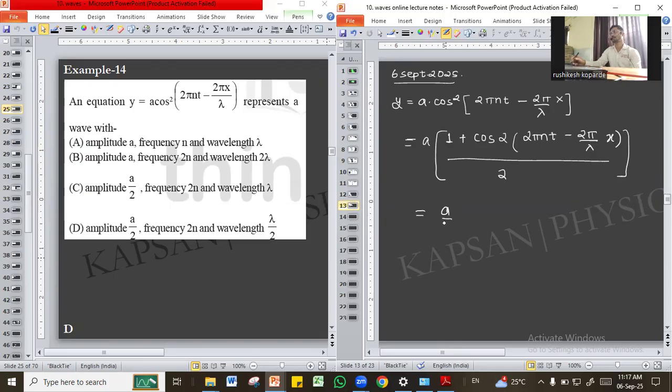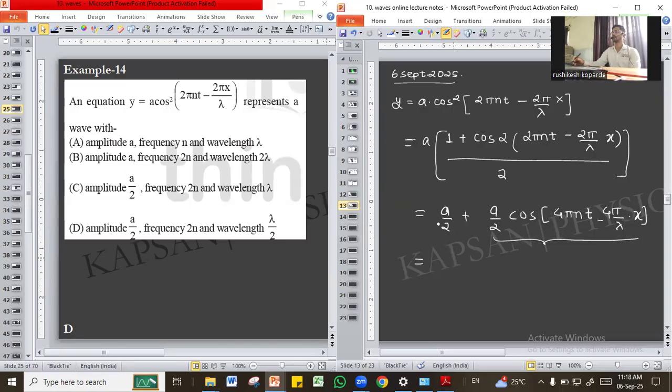So what will be the answer? A by 2 plus A by 2 cos of 4 pi nt minus 4 pi by lambda into x. Now, this is basically the equation of oscillation. Now, these oscillations take place about the origin.